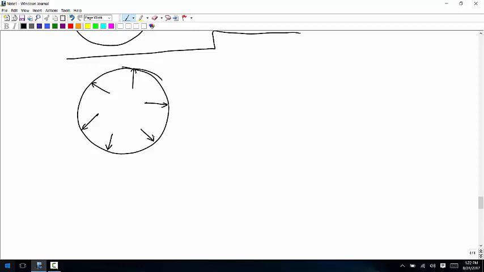Okay, so whenever something is subjected to a pressure, the direction of that pressure is out from the fluid towards the object and perpendicular to the surface. Okay.